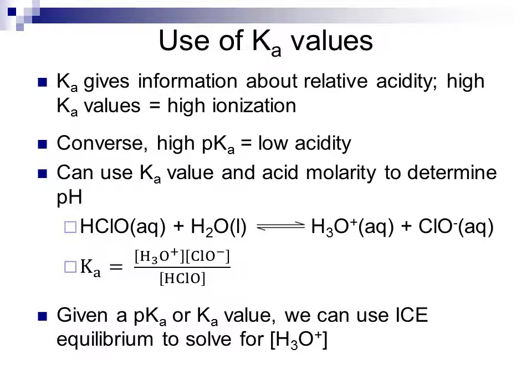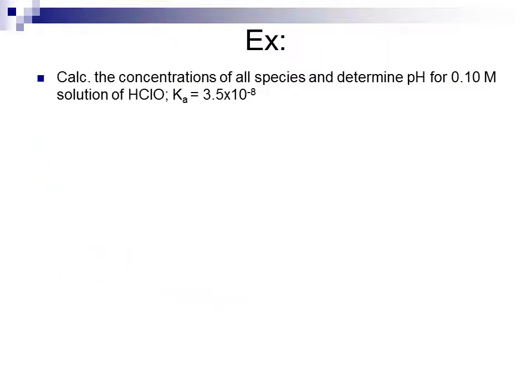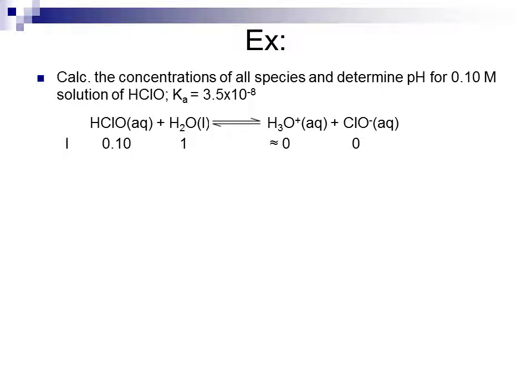the hydronium concentration. So for example, if I want to calculate the concentrations of all species and find the pH for a 0.1 molar solution of hypochlorous acid with a Ka value of 3.5 times 10 to the negative 8, I would start with my equilibrium expression. My initial concentrations are 0.1 molar for the hypochlorous acid, an activity of 1 for water, a 0 concentration for hypochlorite because nothing is yet ionized, and approximately 0 for hydronium because 1.0 times 10 to the negative 7 is very small compared to 0.1. So in relation to 0.1, it's approximately 0.